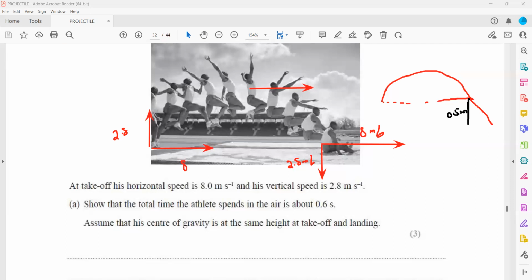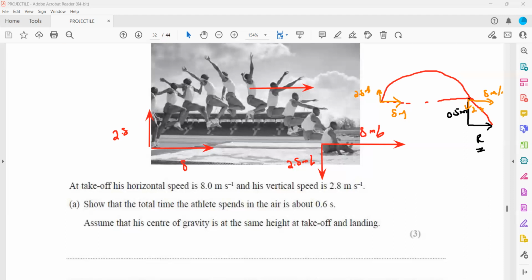After finding the time it will take to fall this 0.5 meters, we will work out the extra distance he covered, like this range. We already know the horizontal component is 8 and the vertical component is 2.8 meters per second. At this point, the horizontal component is 8 and the vertical component is 2.8 as well.